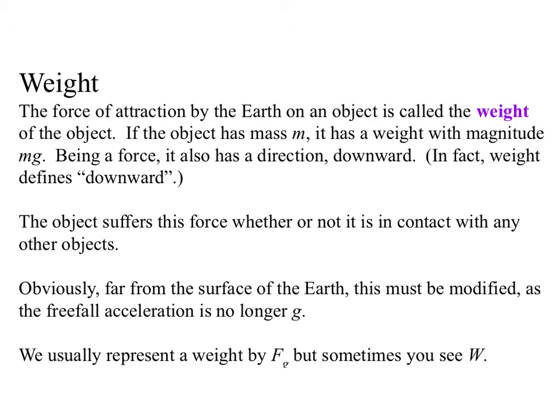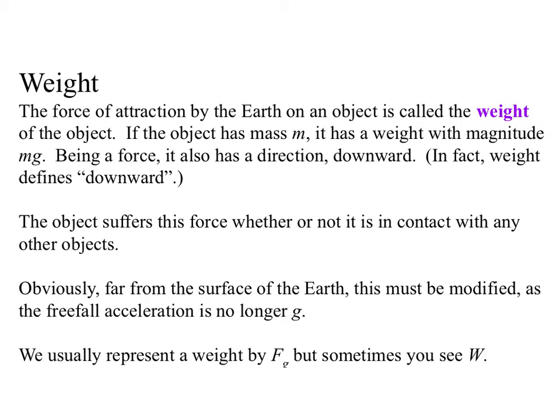The first is weight. The force of attraction by the Earth on an object is called the weight of the object, and if the object has mass m, it has a weight with magnitude m times g, where g is the free fall constant. Being a force, it also has a direction, which is downward. In fact, weight defines downward. The object suffers this force whether or not it is in contact with any other objects. It is the only non-contact force that we will run into in a mechanics class.